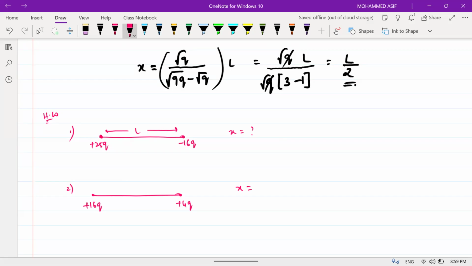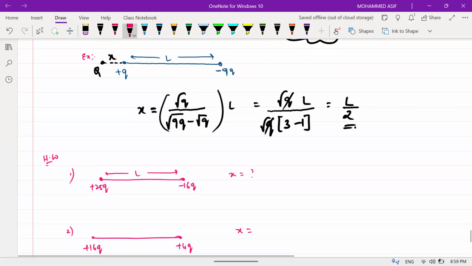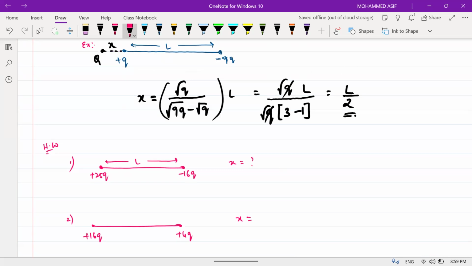Just put it up. Third charge we kept in between them. Plus 25 and minus 16, which is smaller? Minus 16. Minus 16, very good. That means somewhere outside here there should be a charge q, and this should be the value of x. You can calculate that one. Here both of them are positive. The charge will be kept nearer to the smaller charge, at a distance of x. The remaining distance is L minus x.